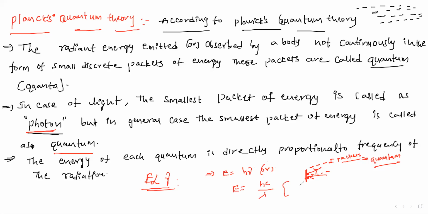How did c come? Because nu equals c by lambda. Lambda equals c by nu, so obviously nu equals c by lambda. Instead of nu, we substitute the value c by lambda. Okay? Did you understand?